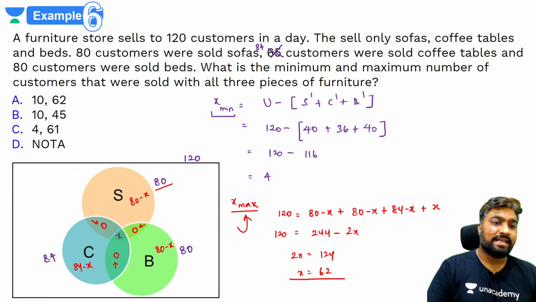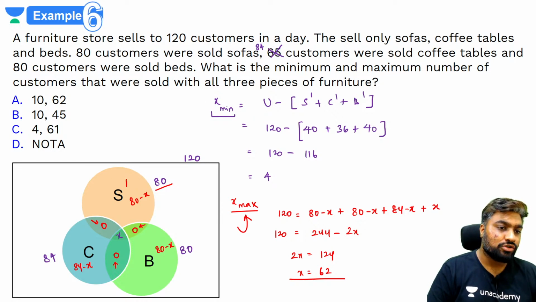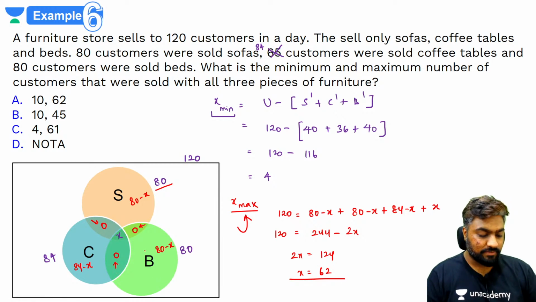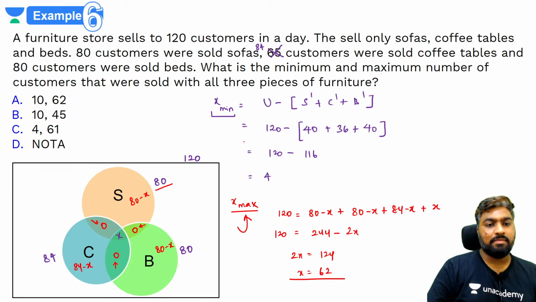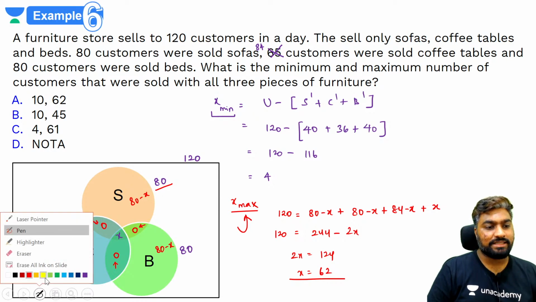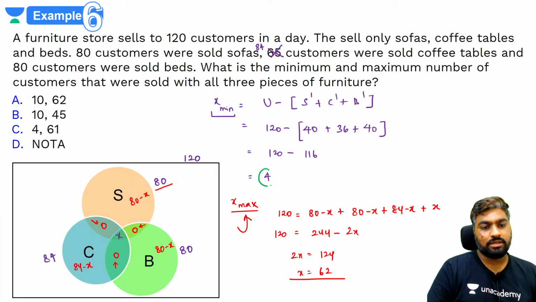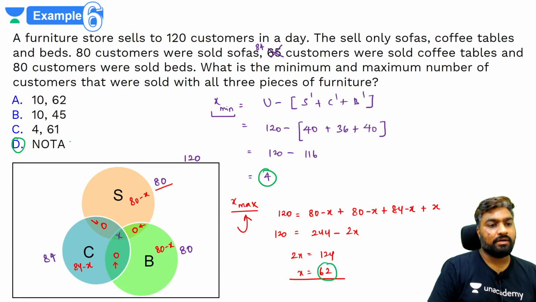If x has to be minimum, then only S should be minimum, only B should be minimum, only C should be minimum. Are you getting this? Intersection should be maximum, individual terms will become minimum. I hope you're getting it. So what is it? Minimum value is 4, maximum value is 62. This is 4, this is 62, not 61. So answer is none of the above. 4 and 62.